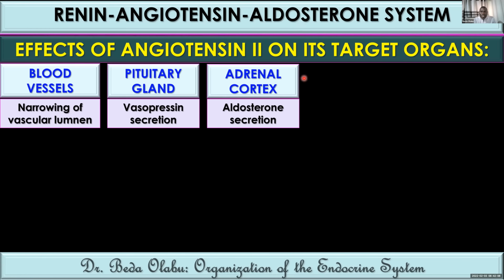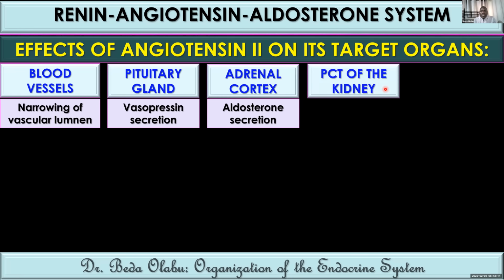There are two more target organs I want to talk about. Angiotensin II acts on the proximal convoluted tubule of the kidney. Don't confuse that with the DCT. Remember, DCT is where aldosterone acts. But here, angiotensin II acts on the PCT, proximal convoluted tubule of the kidney. The effect on the kidney, PCT, is to promote the reabsorption of sodium and water. Now, this is not in exchange with potassium. So it's just reabsorption of water and sodium from the proximal convoluted tubule.